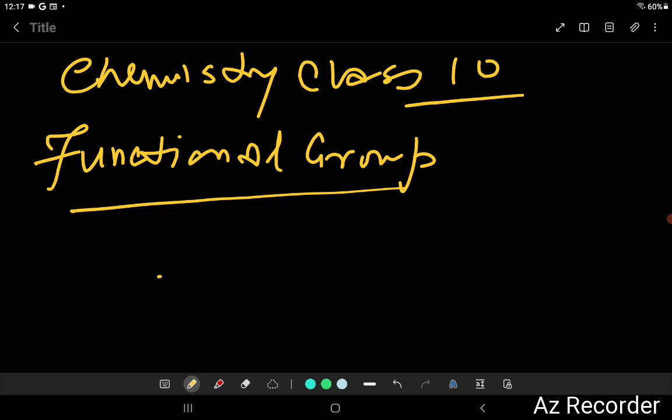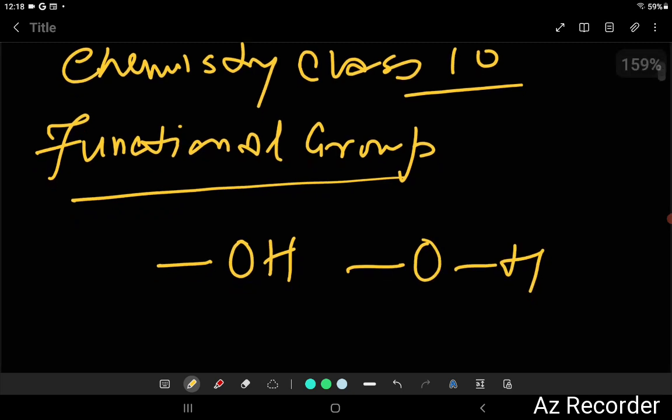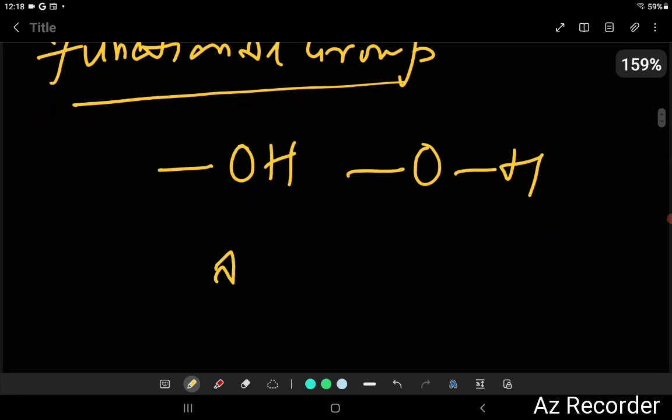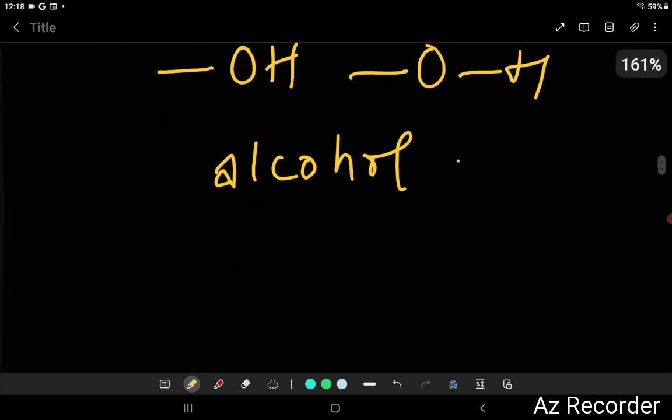Suppose this is OH, or you can write O single bond H. This is called alcohol. And when we write the name of the compound, we add "ol" at the last. Or you can say at the suffix position you have to add "ol".